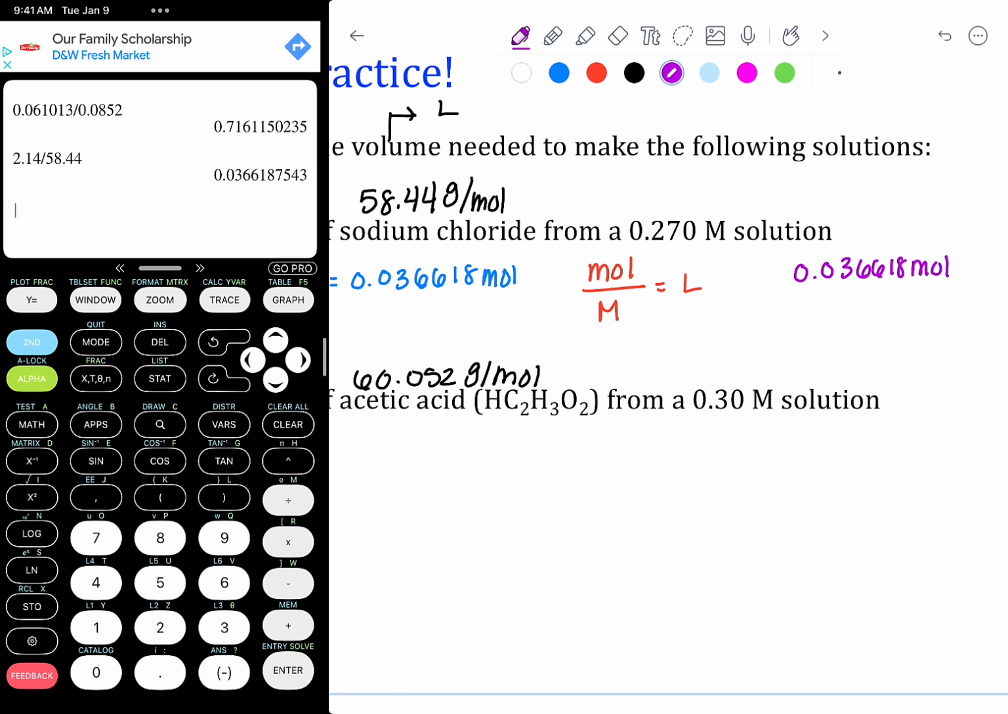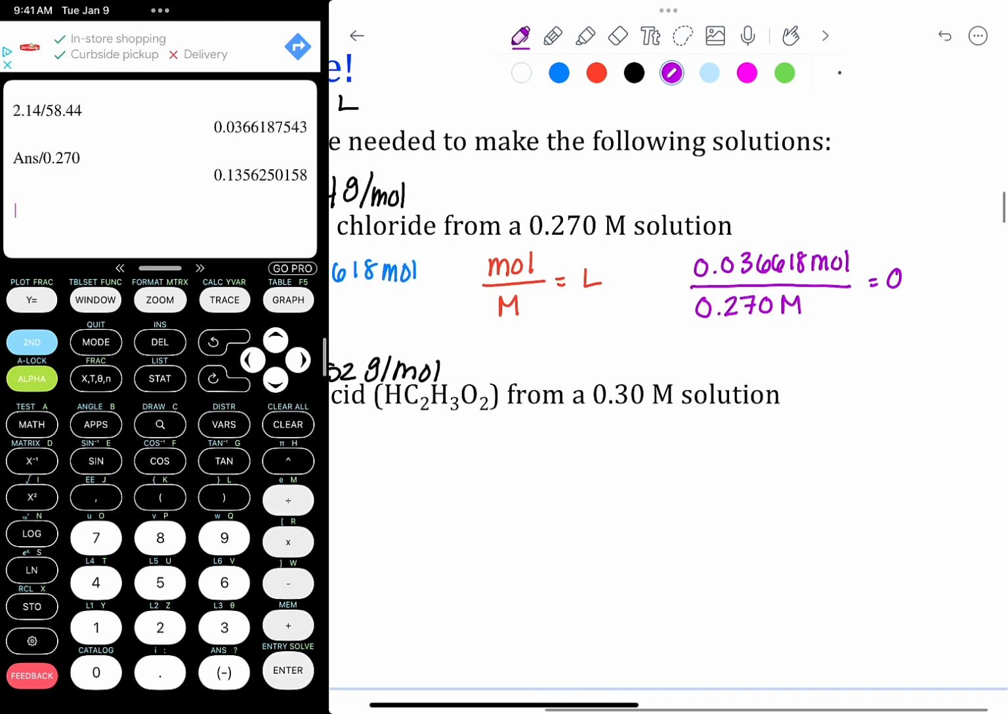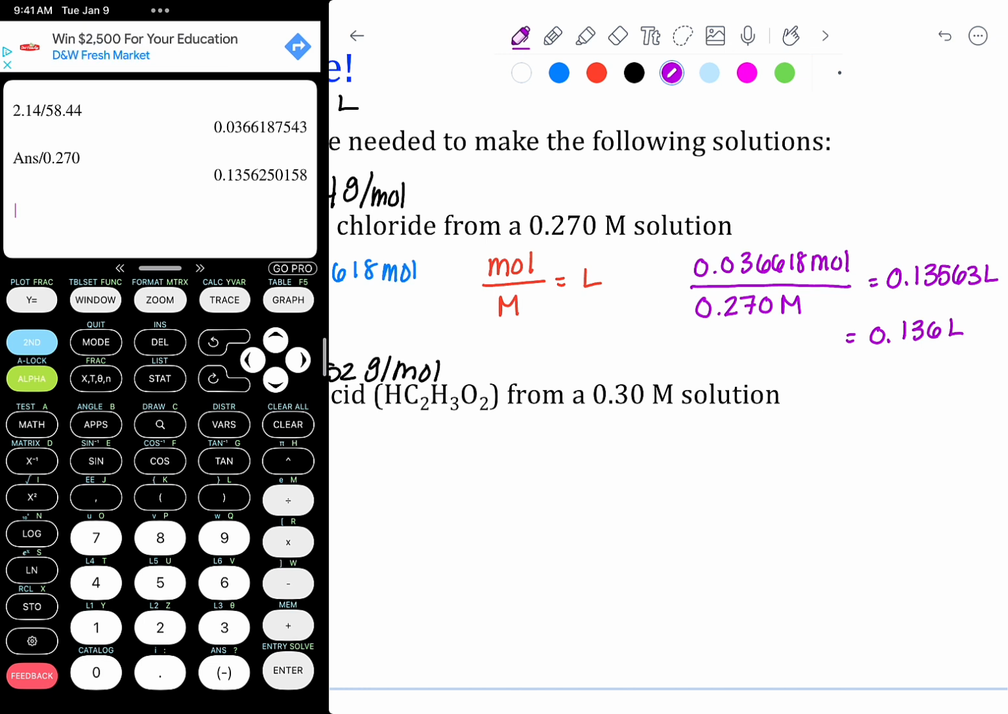So we will take our mole value, 0.036618, divided by the concentration given in the problem. By dividing those, we get our volume: 0.13563 liters. With sig figs, this would be 0.136 liters. If the problem asked you to convert to milliliters, you would convert from liters to milliliters using our conversion. But I said let's stop at liters to avoid that. Just keep an eye on what unit your homework and exams are asking for, because you may need to do additional conversions.